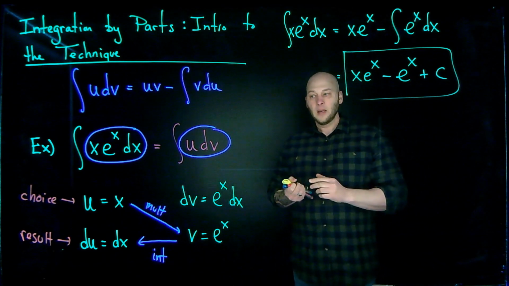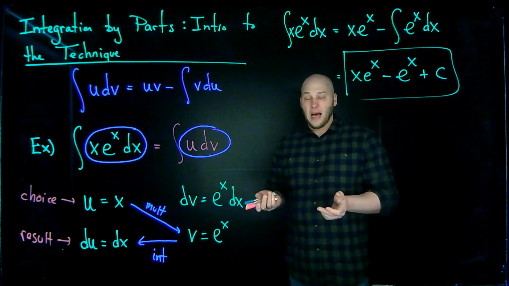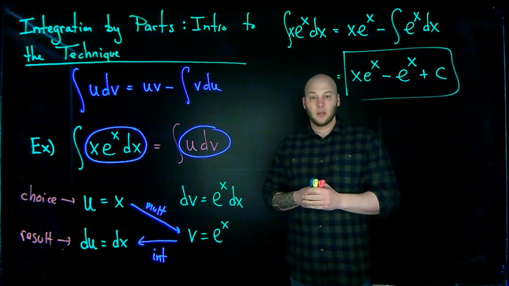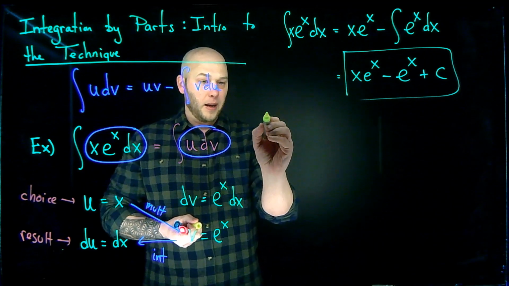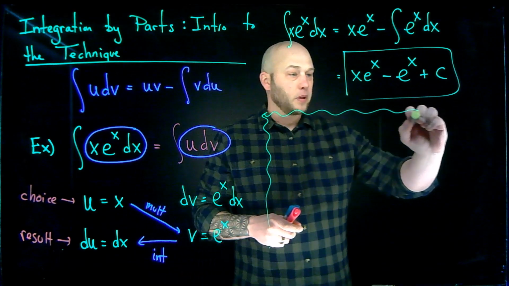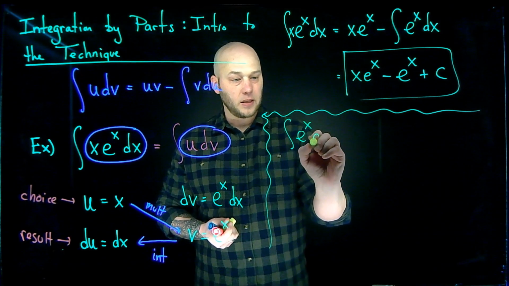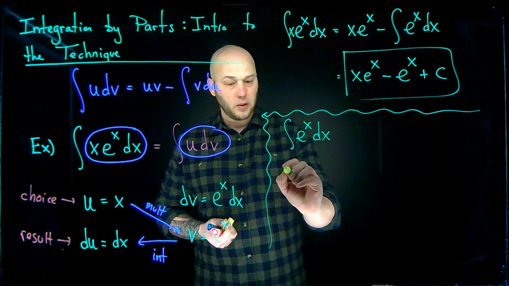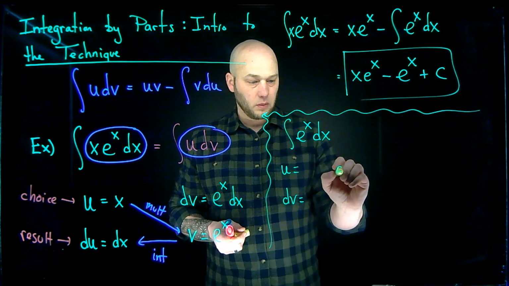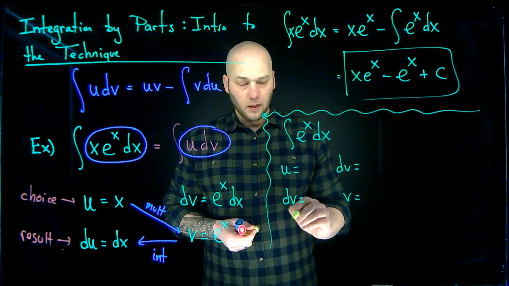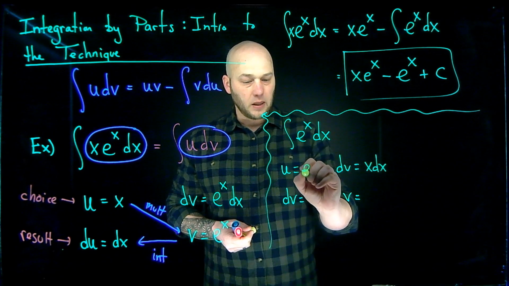Okay. Now, again, when students are first starting this, they might not know automatically what the best choice is going to be. Let's go ahead and redo this example by choosing differently, and let's see what happens. Okay. Let's say, once again, I'm going to compute the integral of x e to the x dx. And when I make my choice, I'm going to do the opposite. Okay, let's let dv be x dx, and let's let u be e to the x.